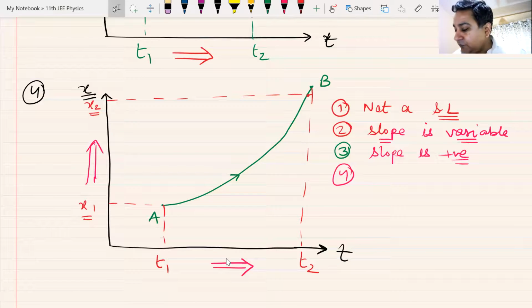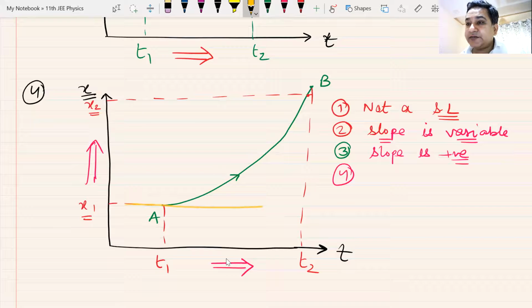See here. At point A, if I draw a tangent, the tangent has zero slope. The tangent goes like this. If I draw a tangent here at this point, the tangent will be like this.